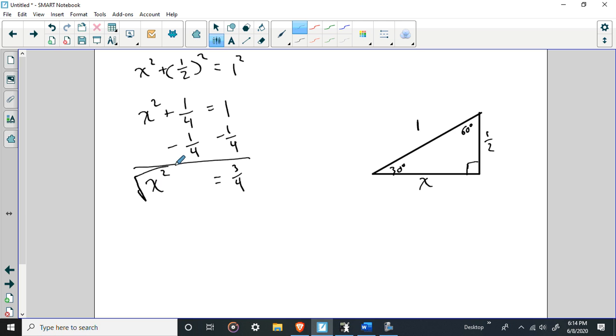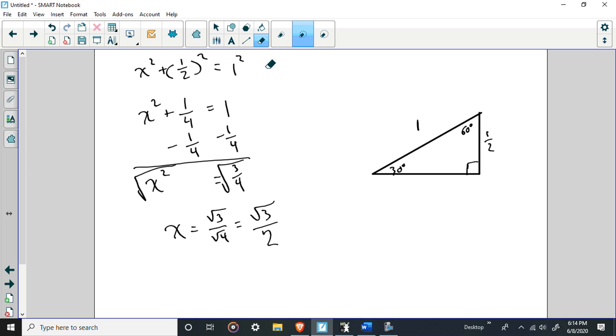Square root this side, take the square root of this side. X is equal to the square root of 3 over the square root of 4, which is radical 3 over 2. And again, if you do the Pythagorean theorem, you can check this to see if it's true. But what do we know now? We know now that this is the square root of 3 over 2.